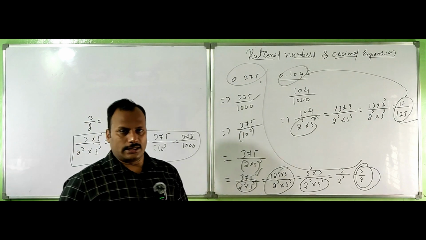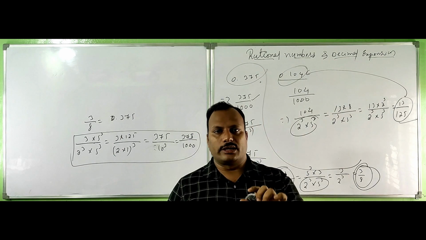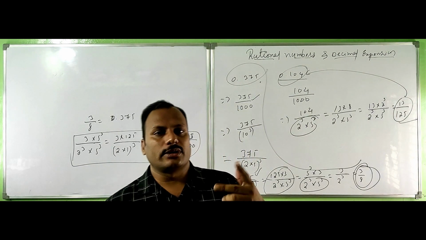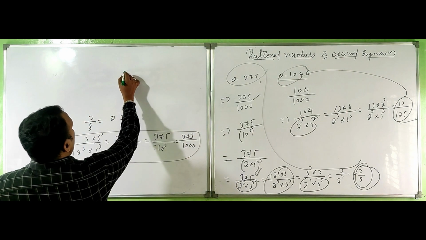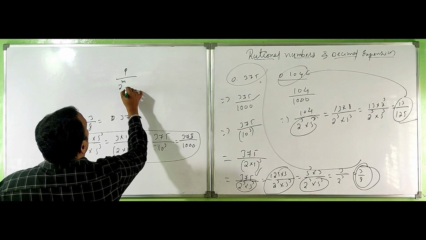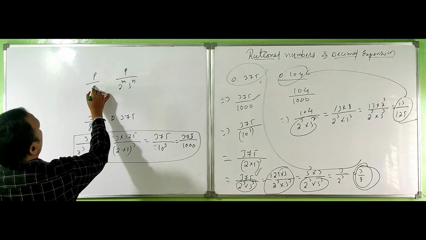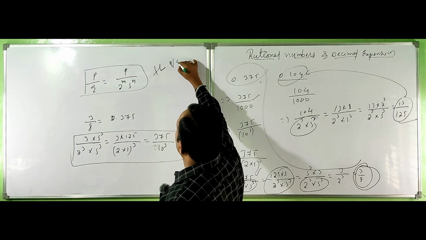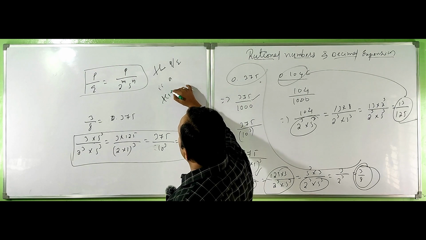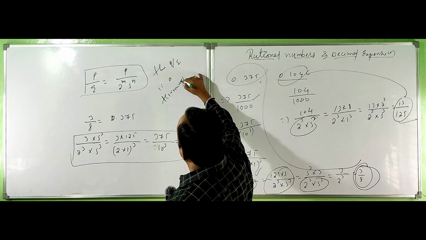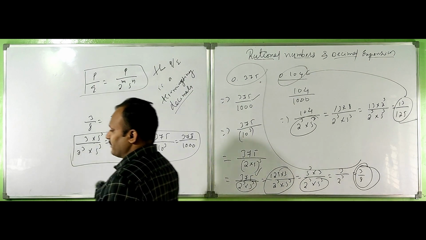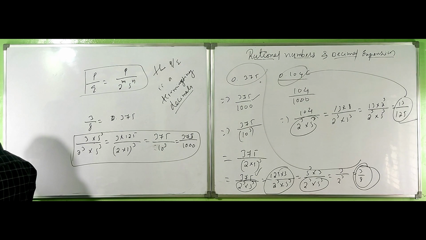Okay, see, the thing is here. If we can write the denominator of any rational number in the form of 2 to the power m into 5 to the power n, that is, any rational number p by q is such that q equals 2 to the power m into 5 to the power n, then p by q is a terminating decimal, a terminating decimal expansion. That's the theorem.